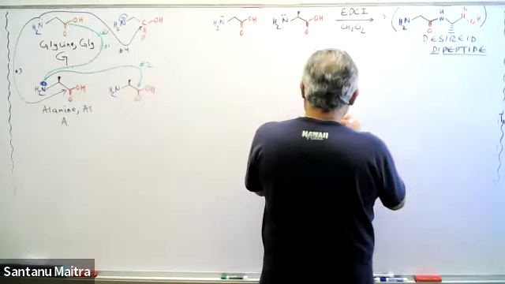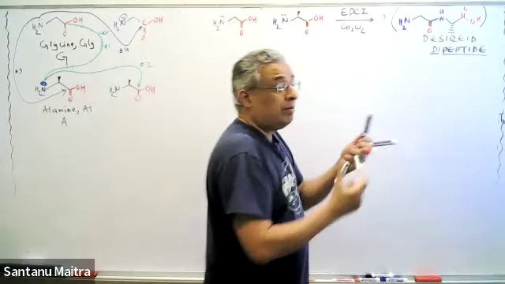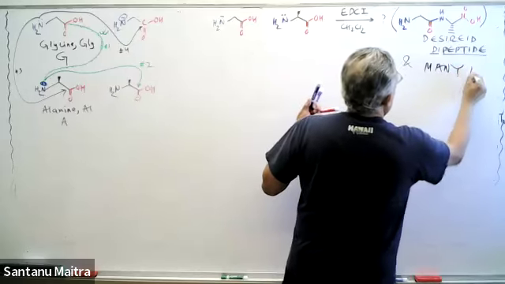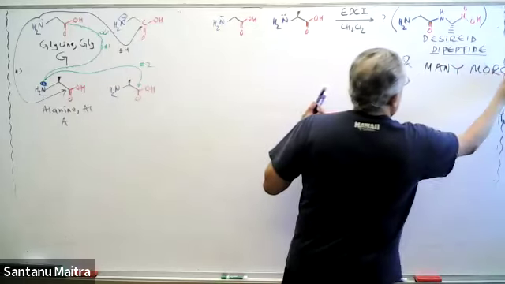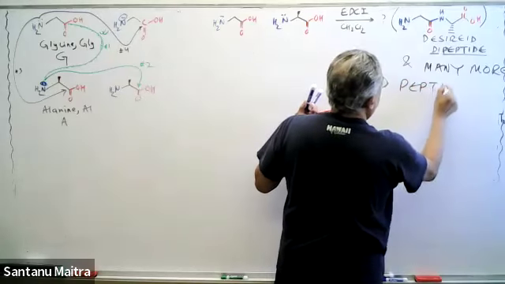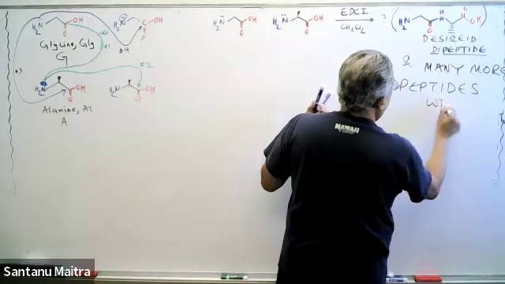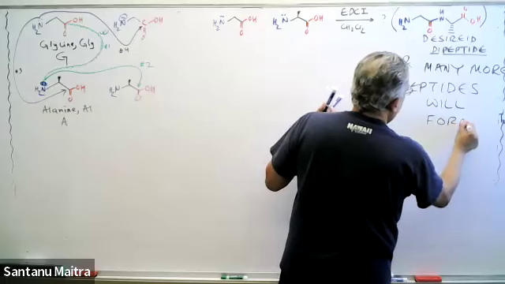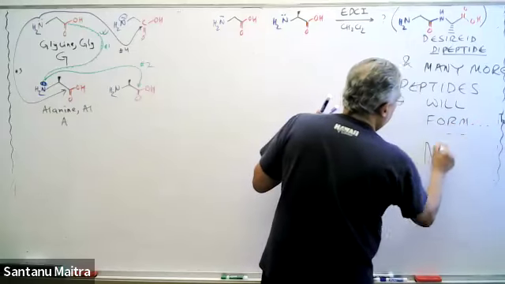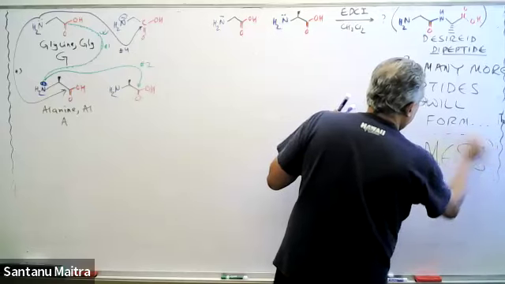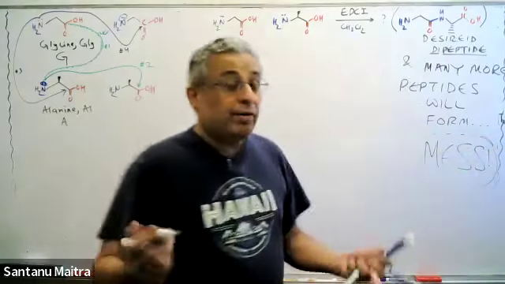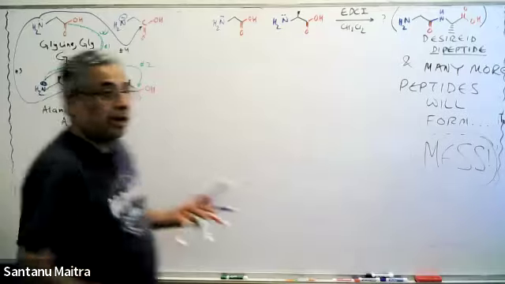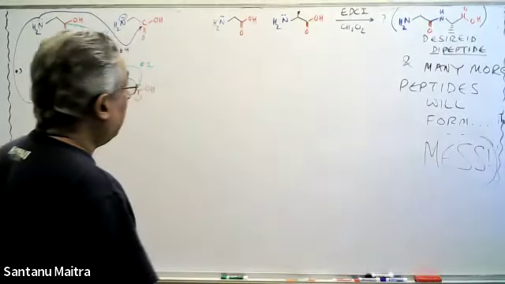Okay, this will happen. And I'm just going to write down many more peptides will form. Okay, it's going to be a mess. So you want to avoid that. This pen is dying. Okay, so you don't want to do that. So how do you do that? How do you solve the problem?